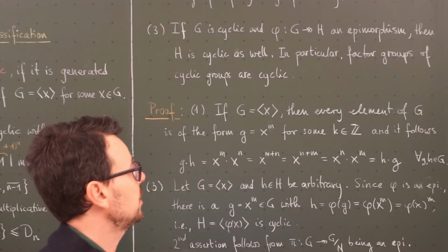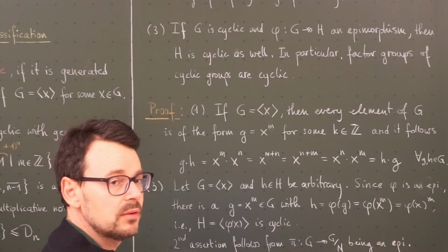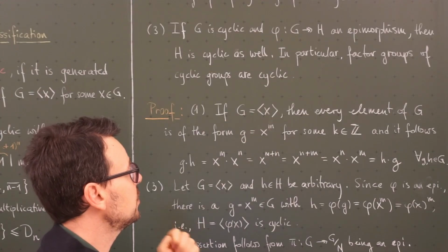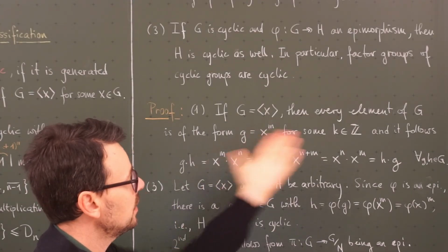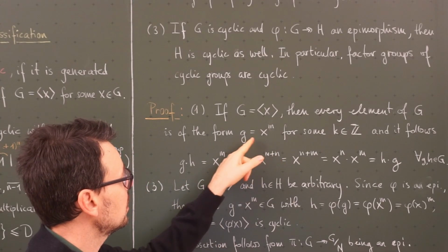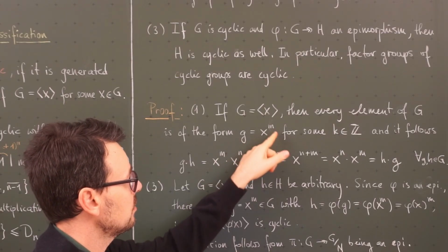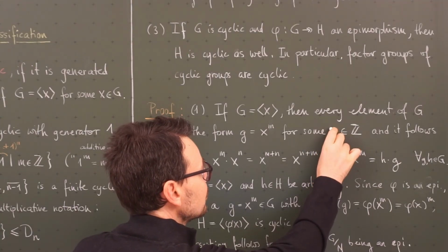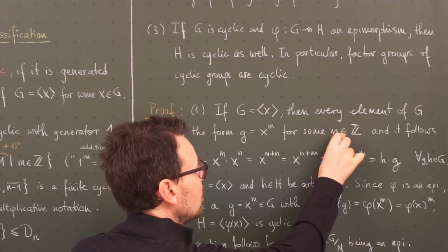Okay, first we convince ourselves that cyclic groups are always abelian. So let G be a cyclic group generated by x, then any element of G can be written like this here, x to the power of m for some integer, which here, of course, I should also call m.